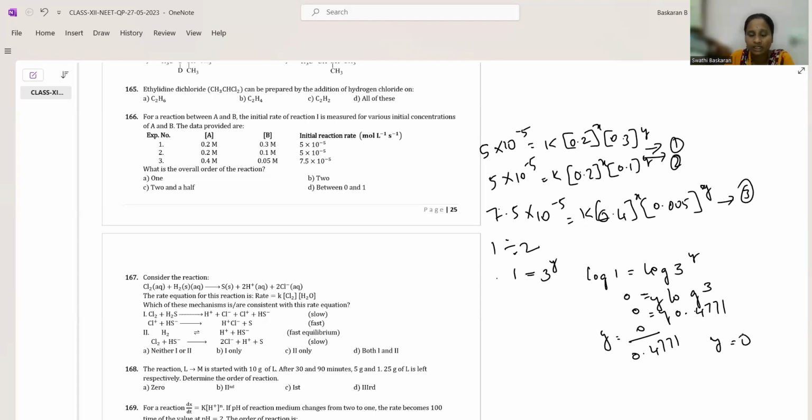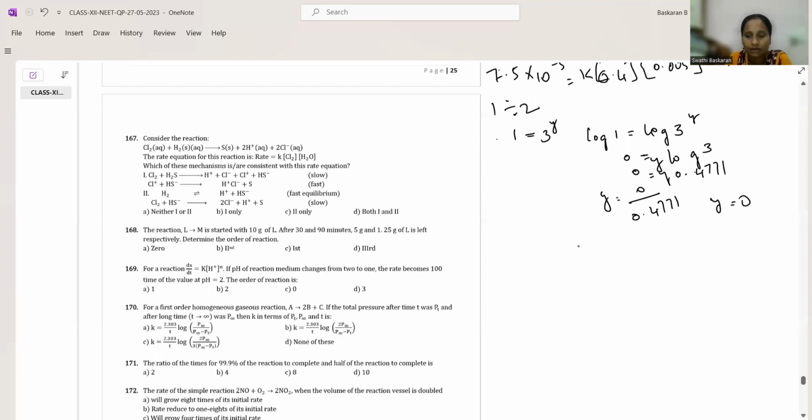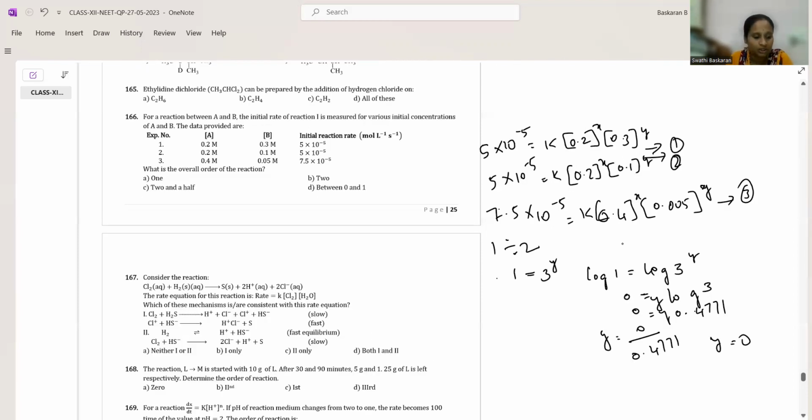Similarly, solving equations 3 and 2, we will also be able to get the other power value, which is nothing but x. Shall we do it? Have a look at equations 2 and 3. Now I am going to divide equation 3 by equation 2.